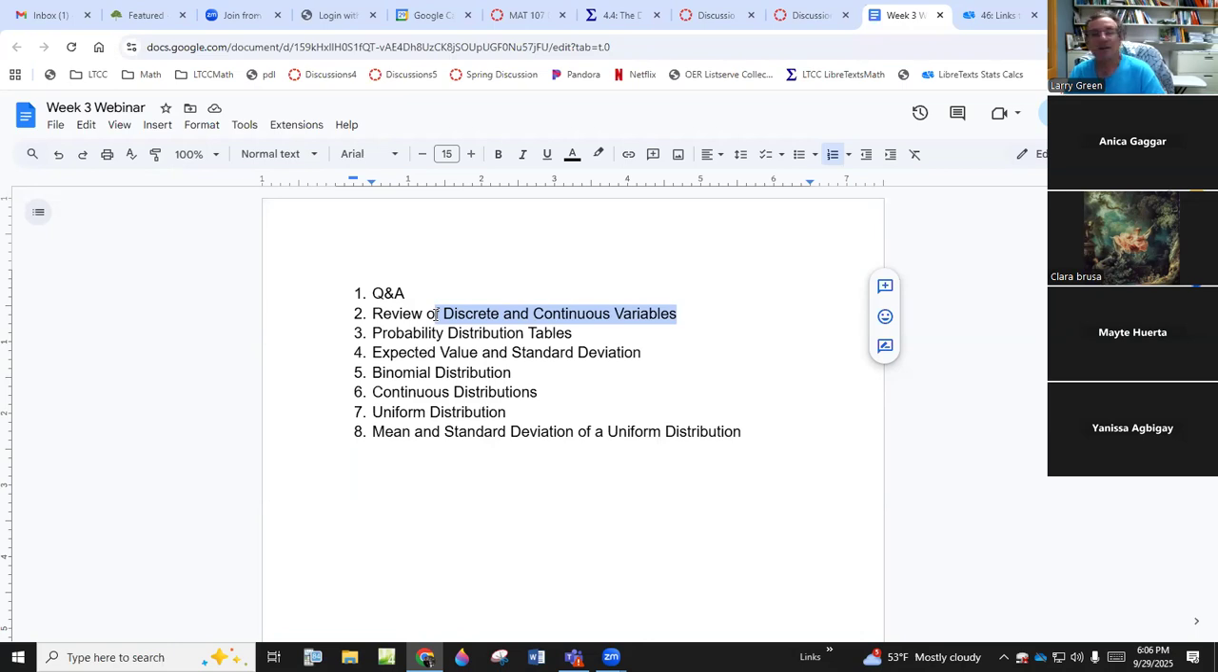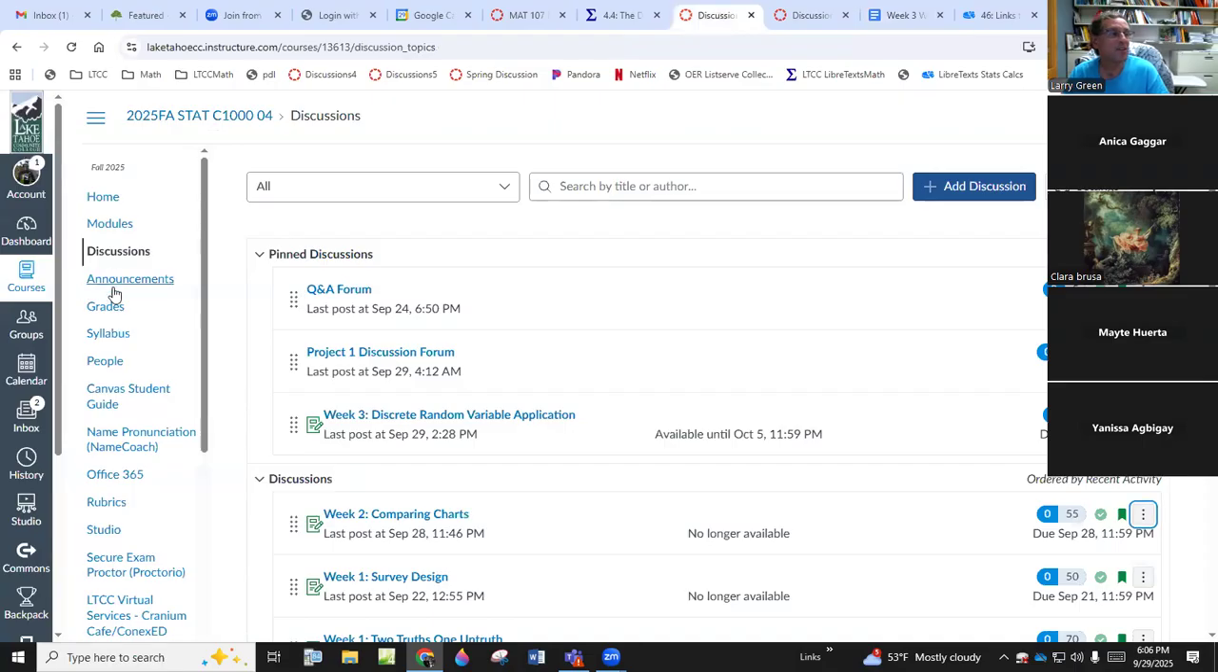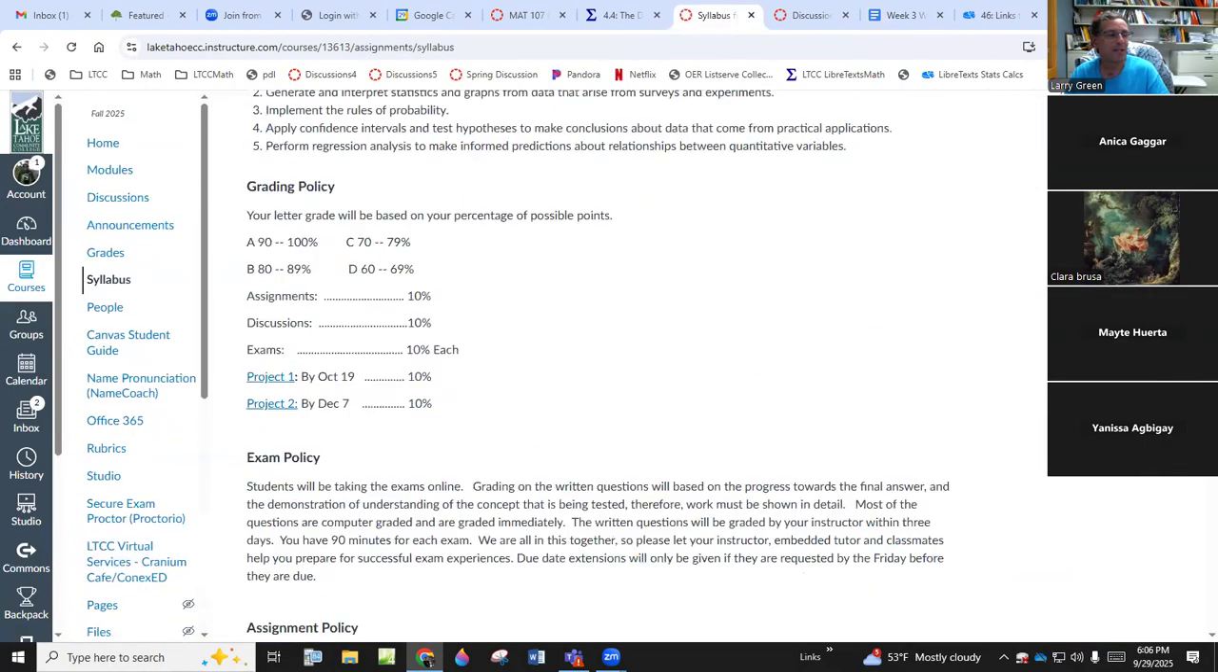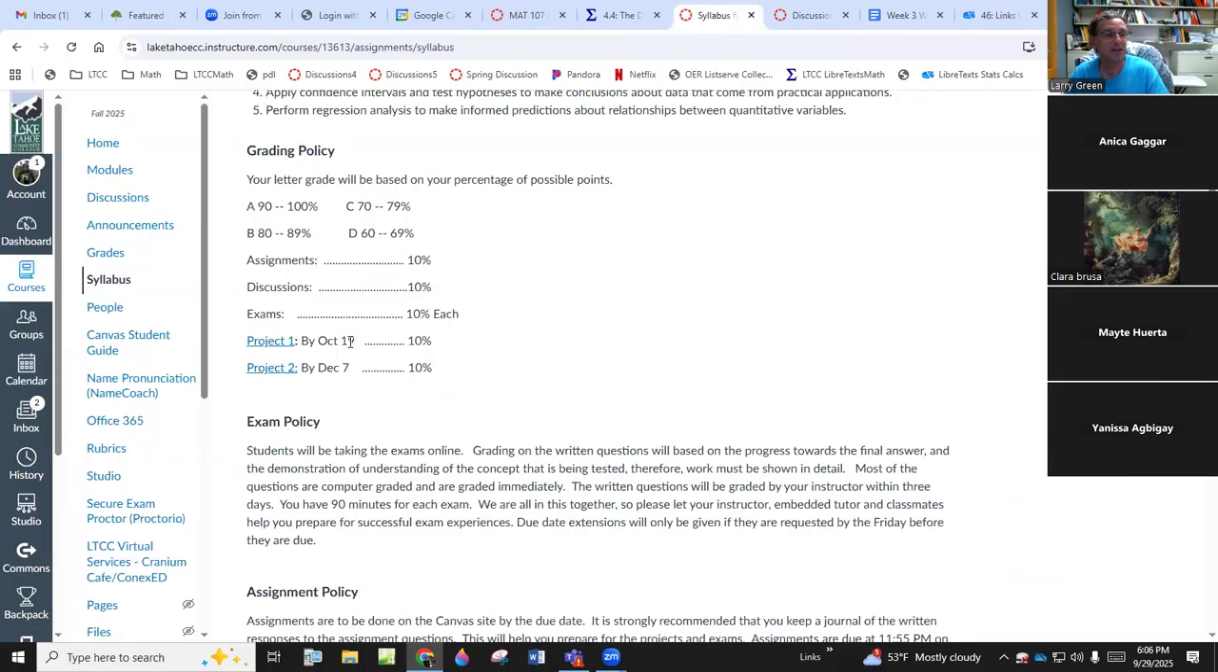The project, when is the project due? That one I have to go to the syllabus to remind myself because I don't have all the dates in my brain, but it's right here. Project one is October 19th.